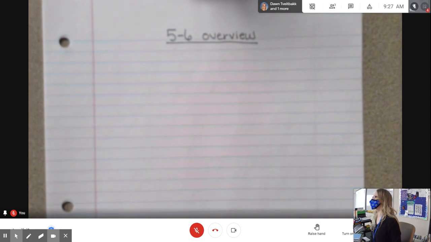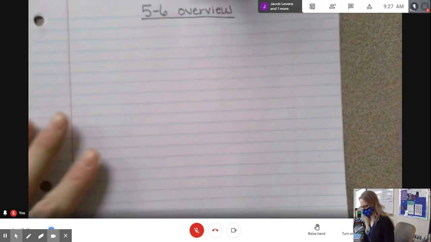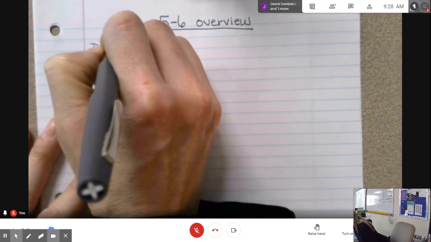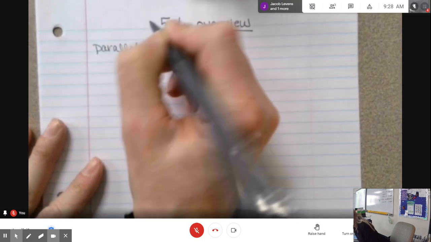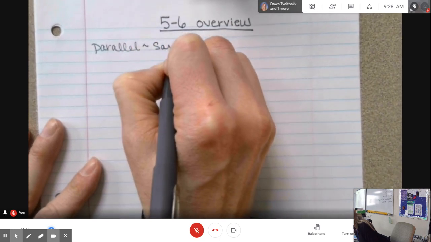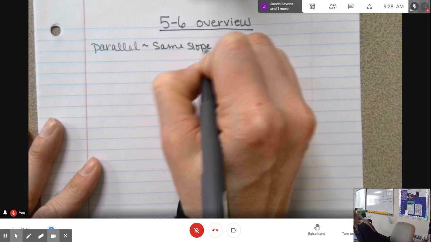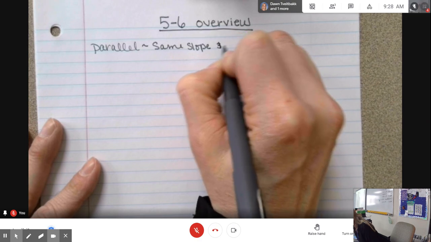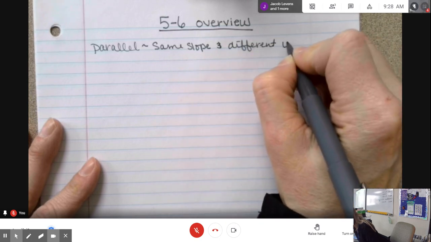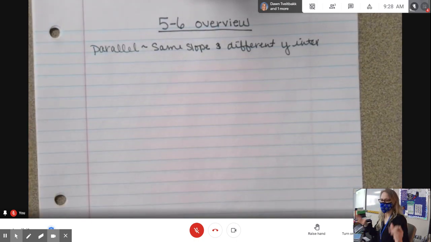If two lines are parallel, what do we know about them? Parallel, same slope. Same slope, and different y-intercept. That's what's going to happen. Parallel lines have the same slope and different y-intercepts.